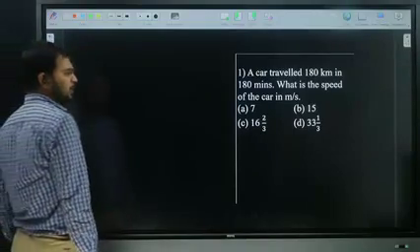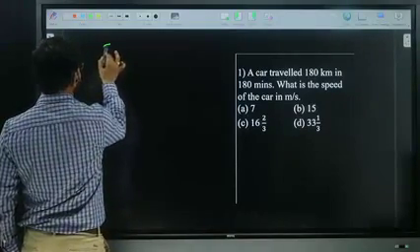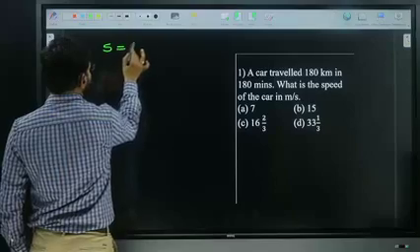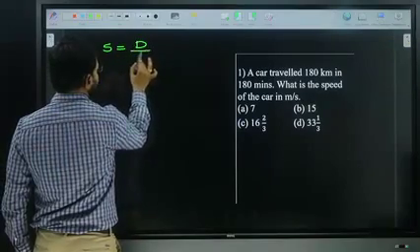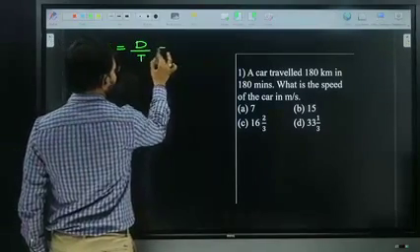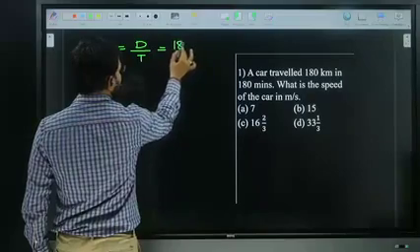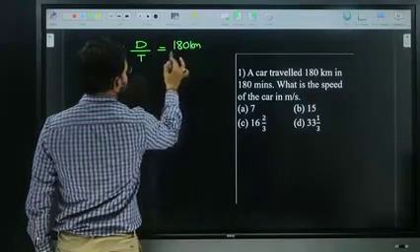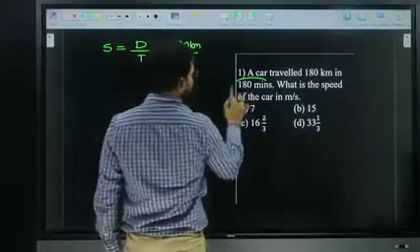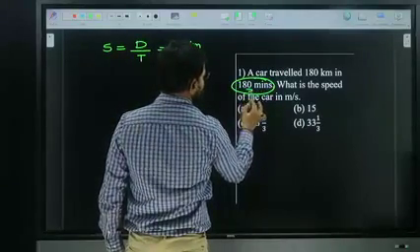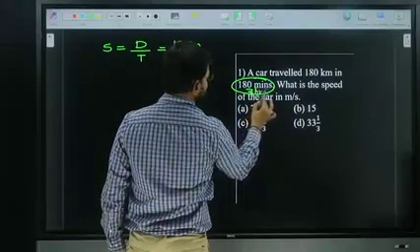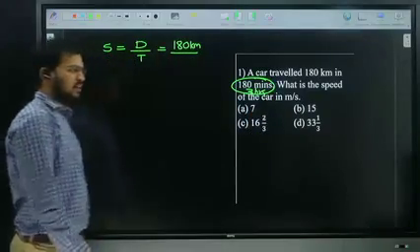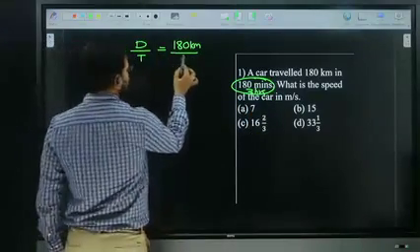Generally, speed is nothing but distance by time. Here, distance is 180 kilometers. 180 minutes is nothing but 3 hours, right? So 3 hours.